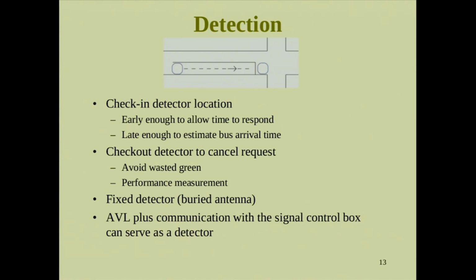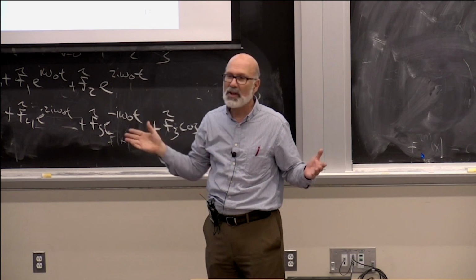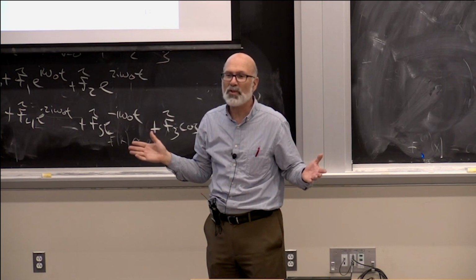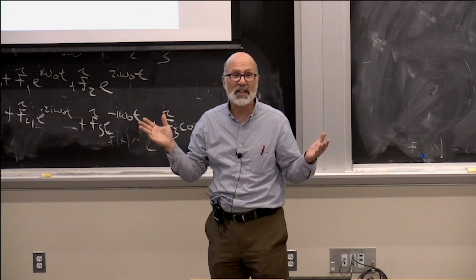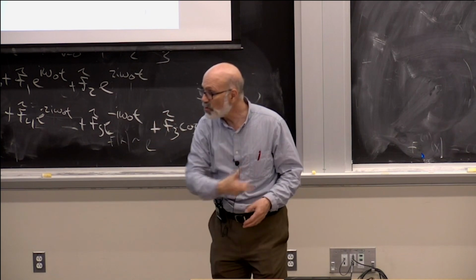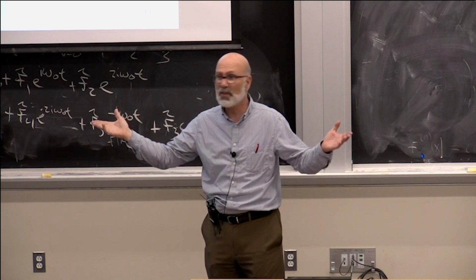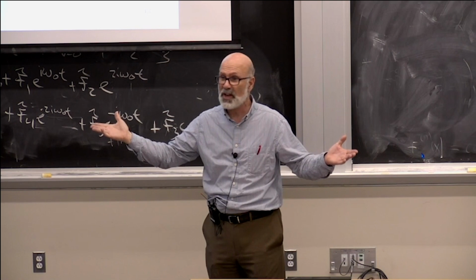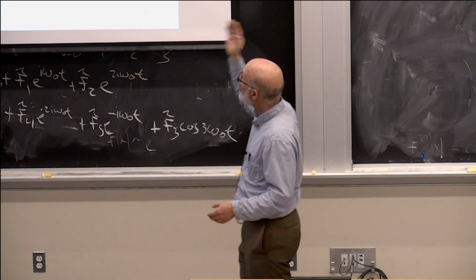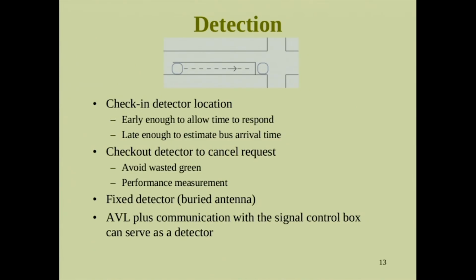We also want there to be a checkout detector. Some systems omit the checkout detector. If you omit it, here's how inefficient you are. You say, oh, there's a bus coming, I'll give it a 15-second extension. The bus goes through after 3 seconds, and you still hold the light green for the full 15. That doesn't make any sense. So have a checkout detector. As soon as the bus hits that, you cancel the extension request and let the light turn yellow.